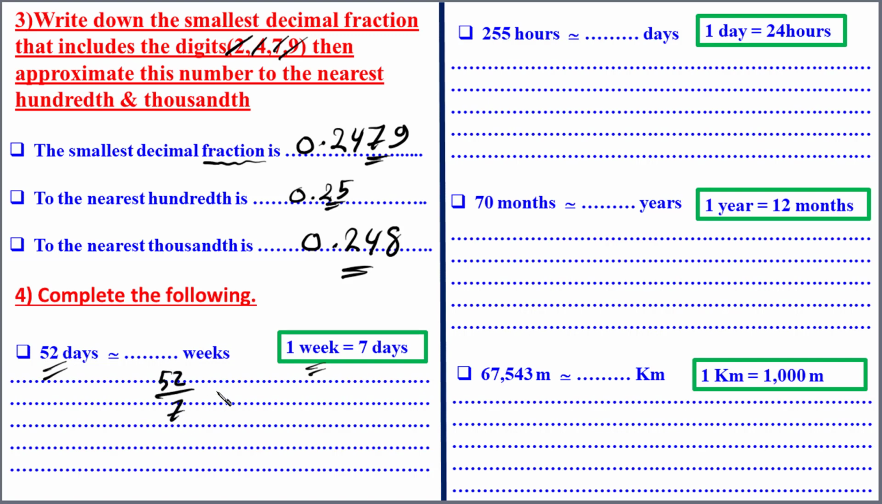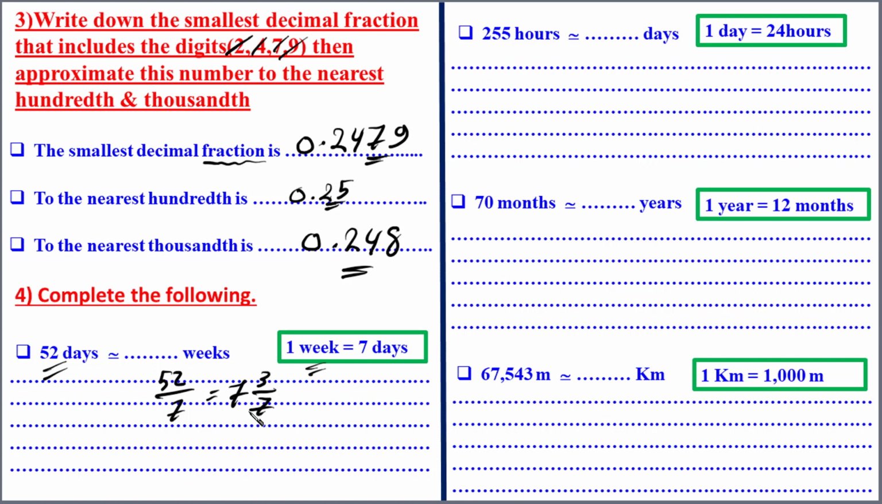52 divided by 7 equals what? What number times 7 will give you a number close to 52? This number is 7. Why? Because 7 times 7 equals 49. Then the remainder will be what? 49, 50, 51, 52. Yes, the remainder will be 3 over 7.